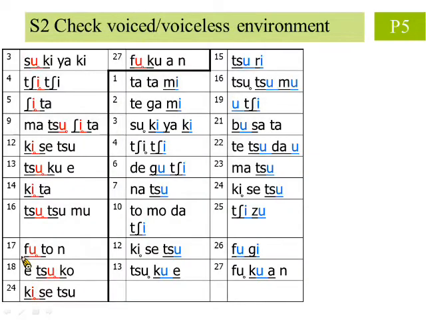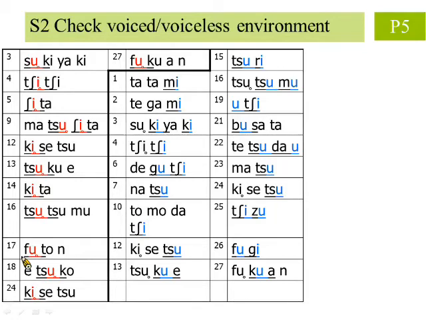In the second step, we check the voiced and voiceless environments. In this table here, the vowels I and U are marked with either red or blue. The red color means it is voiceless. The blue color means it is voiced.